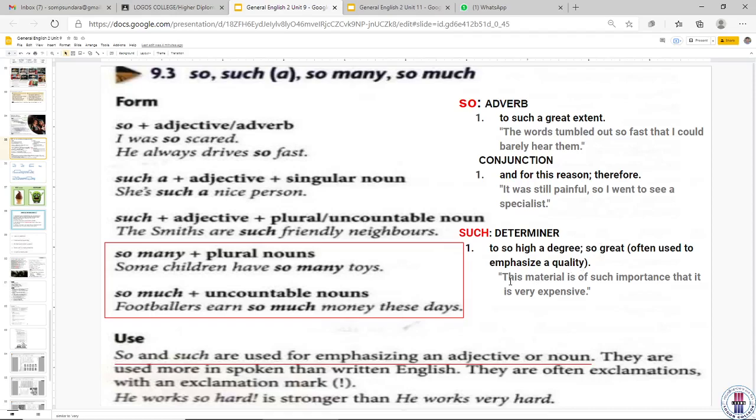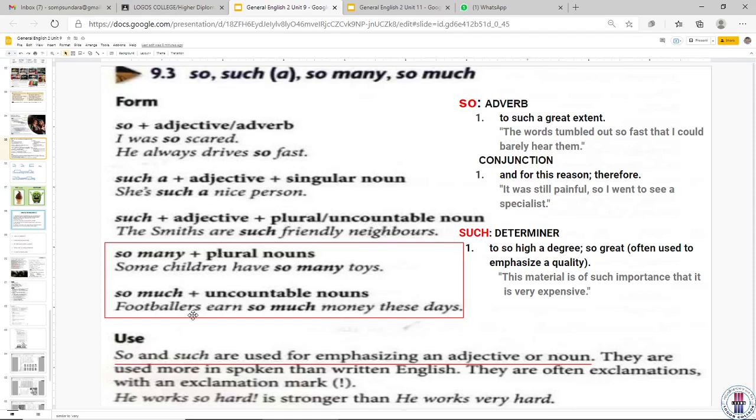Look at this example. It says, this material is of such importance that it is very expensive. All right. So remember, it's very, very important. It's of such importance. But such, you always use with an adjective. And if it's only one thing, you have to use a. Such a nice person, only one person. But if it's many people, or many things, we don't use a. The Smiths are such friendly neighbors. So this is plural, more than one, we don't use the word a.